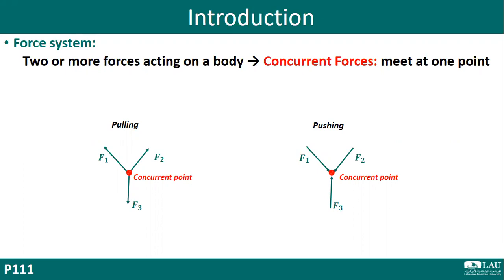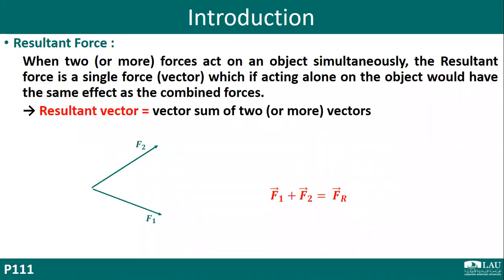The first part of this word, C-O-N, means same, and current means meeting. So the meeting point is the concurrent point, with forces meeting at a point, or they can emerge from the same point. When we have a push, all the forces will meet at one point. When we have a pull, all the forces will emerge, starting from the same point.